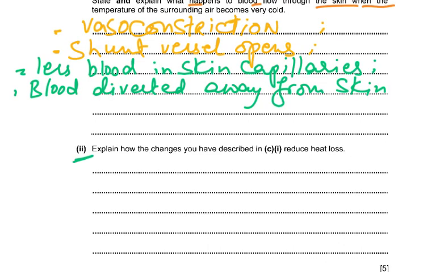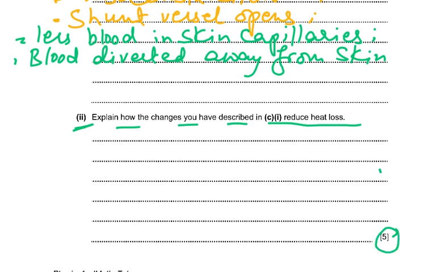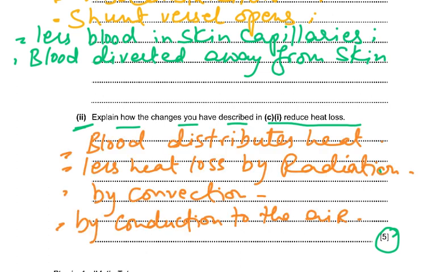And this part of the question was: explain how the changes you have described in C1 reduce heat loss. And you have to understand, this whole thing is for 5 marks. Now, actually blood distributes heat. And what will happen is, now that there is vasoconstriction, less heat will be lost by radiation, by convection, or by conduction to the air. The answer to this was: blood distributes heat, less heat lost by radiation, less heat lost by convection, and less heat lost by conduction to the air.